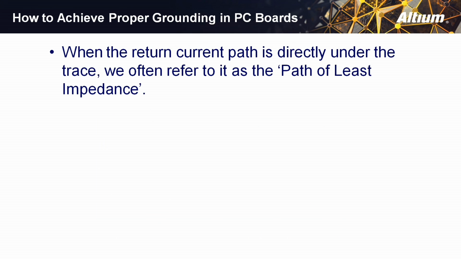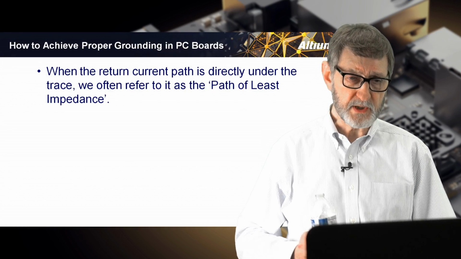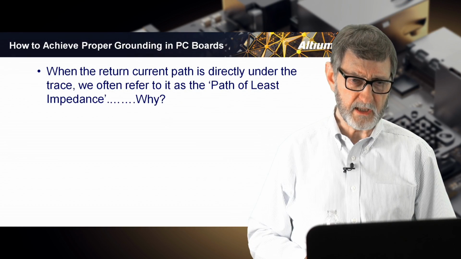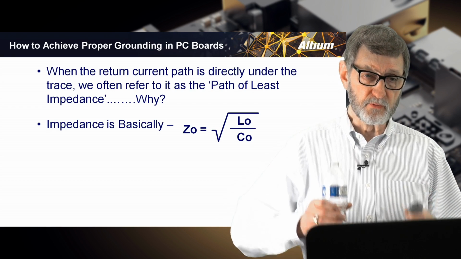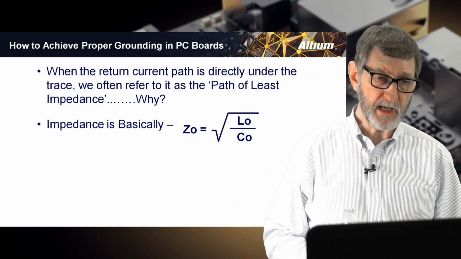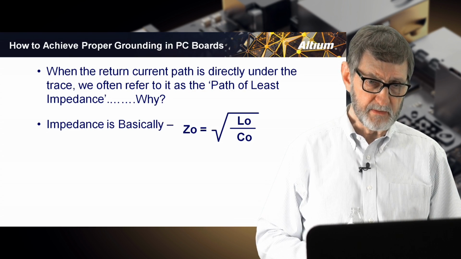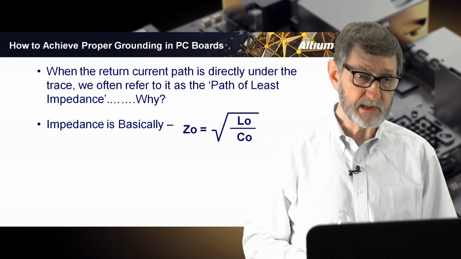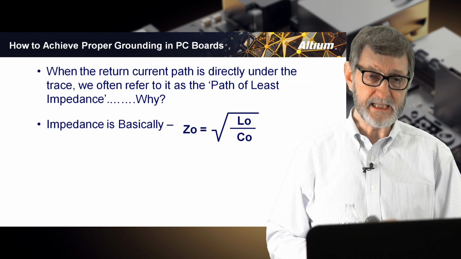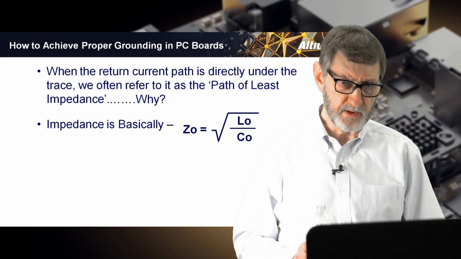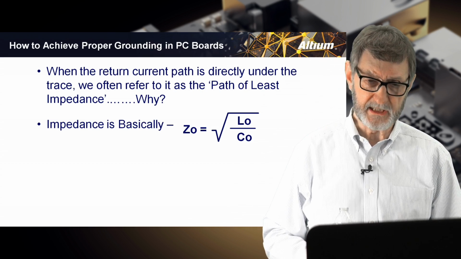So a question that comes up is, when the return path is directly under the trace, why does that happen? Well, the reason is that the path directly under the trace is the path of lowest impedance, meaning it's the path of lowest inductance and greatest capacitive coupling. Because impedance, for the most part, is the square root of L over C, inductance divided by capacitance.